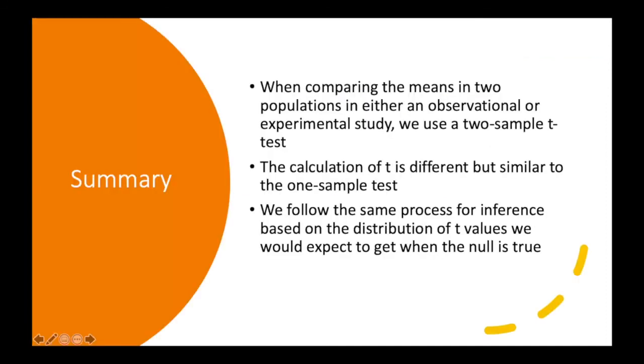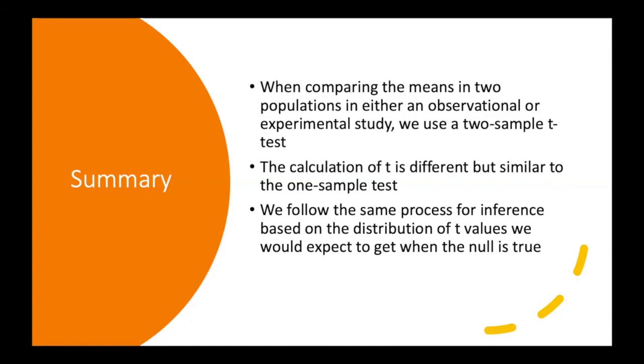So in summary then, when we're comparing the means in two populations in either an observational or an experimental study, we use a two-sample t-test. The calculation of a t-test statistic in a two-sample t-test is different from our one-sample test, but it has a lot of the same ingredients, comparing the magnitude of the difference to our degree of uncertainty in what those values actually are. And once we've calculated our test statistic, we want to follow the same process for trying to determine whether or not we've seen an actual effect.